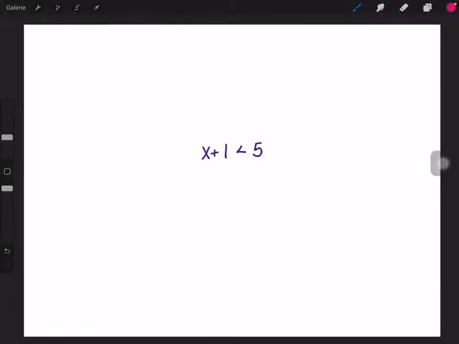Hey guys, we are going to try some inequalities today. All of these are going to be one-step inequalities, and they should be fairly straightforward. So we're going to start off with a very easy inequality. x plus 1 is less than 5.